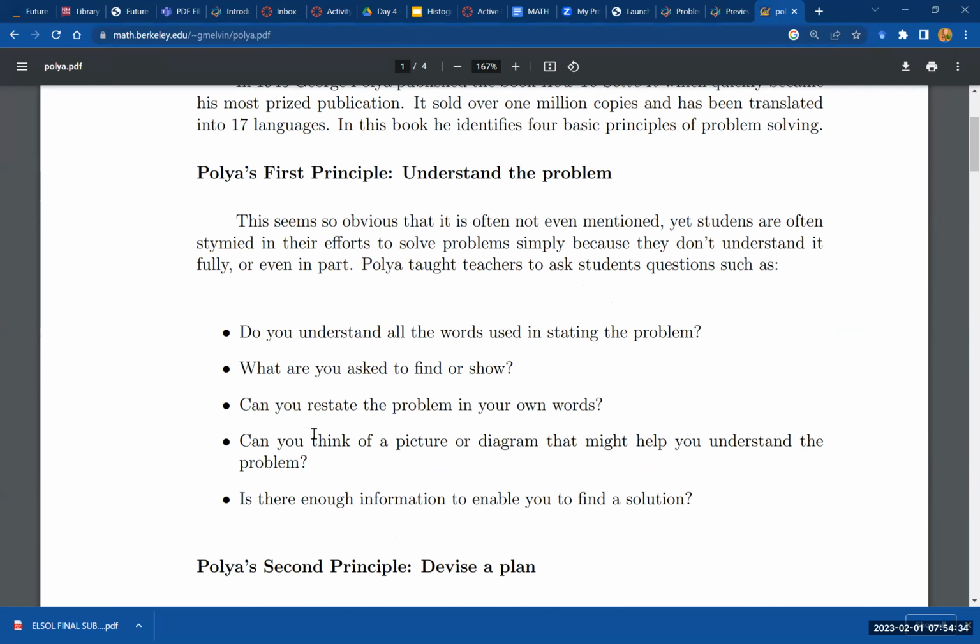Let's go ahead and really focus on the first bullet, the second bullet, and the third bullet. Do you understand all the words? What are you asked to find or show? And can you think of a picture? So let's go ahead and see if we can come up with those things.